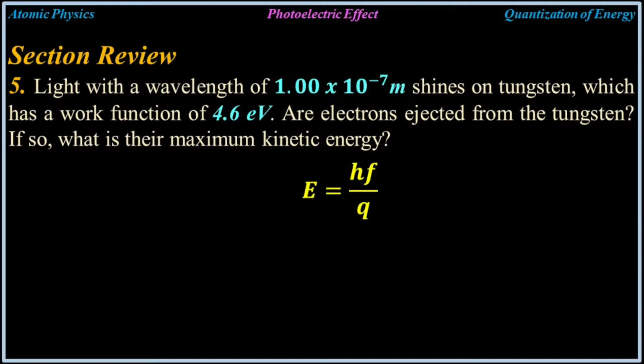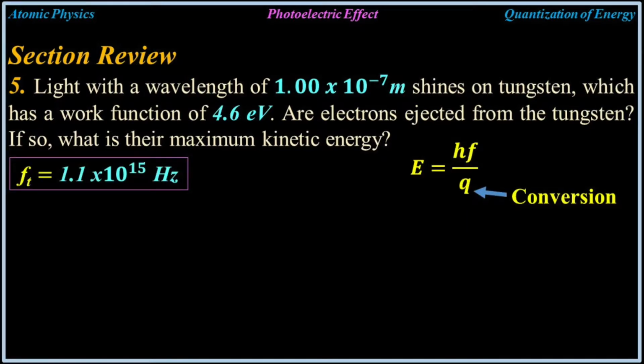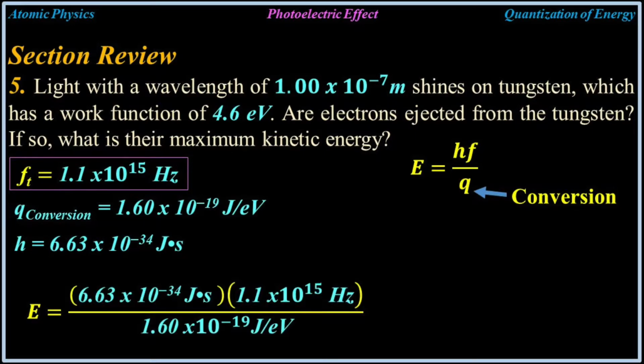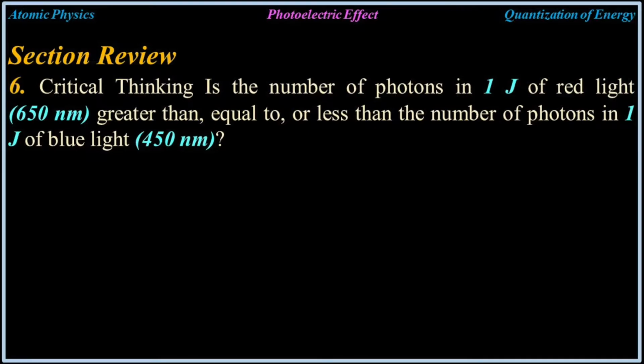Okay, continuing with number 5. There's the conversion factor. f t from the prior slide. Q conversion and h. Plug in for E. 7.8 electron volts.